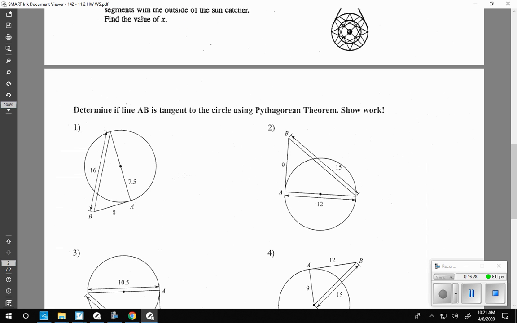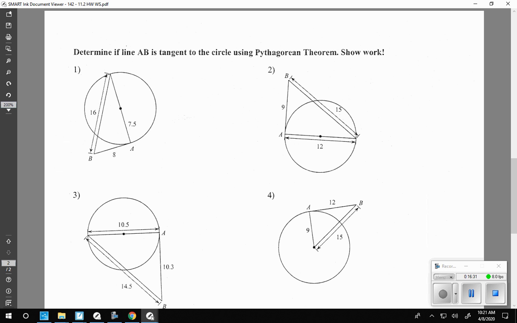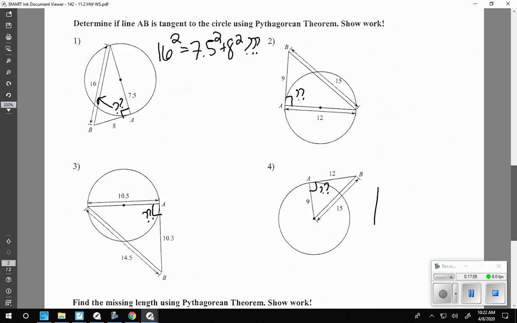And then determine if line AB is tangent to the circle using the Pythagorean theorem. So this is where you want to check. Is this a right angle? Well, how do I know? Does hypotenuse squared equal leg squared plus leg squared? If it does, then it is tangent. If it doesn't, then no, it's not tangent. So I'll just show you, we want to check, is that a 90-degree angle there? Is this a 90-degree angle here? Is this a 90-degree angle here? So that's what you are going to do for this back side.